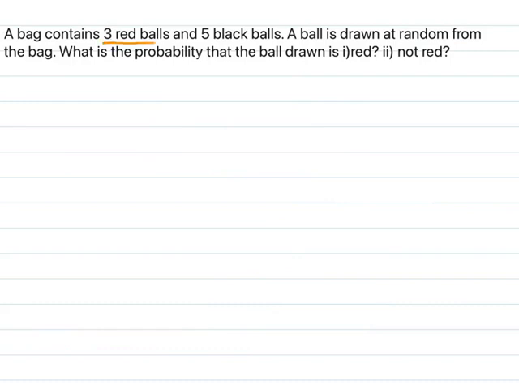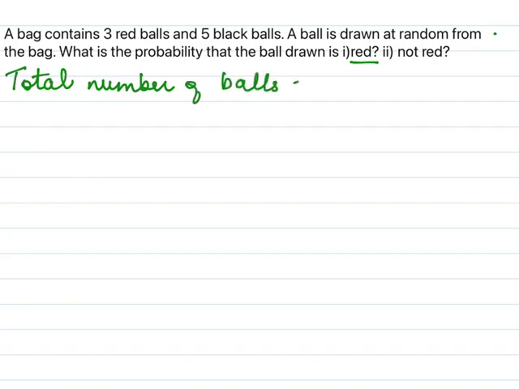A bag contains 3 red balls and 5 black balls. A ball is drawn at random from the bag. What is the probability that the ball drawn is a red ball and not red? So let us take up the first one. What is the probability it is a red ball? So first, the total number of balls are 3, which is red, plus 5 that are black, that is 8.